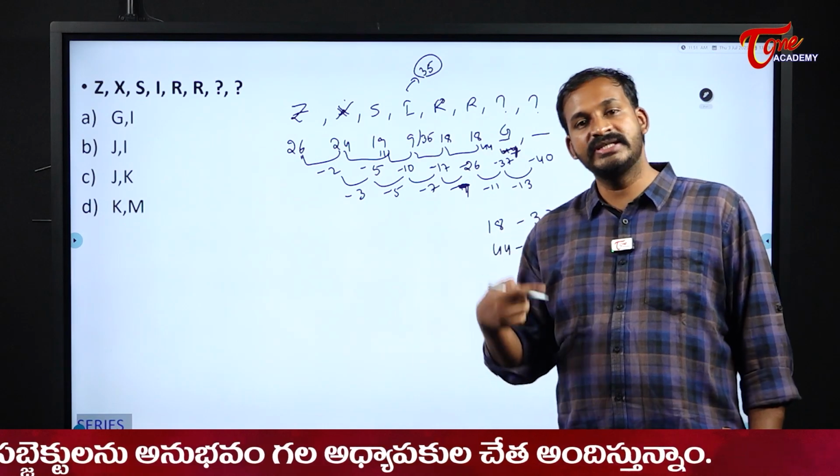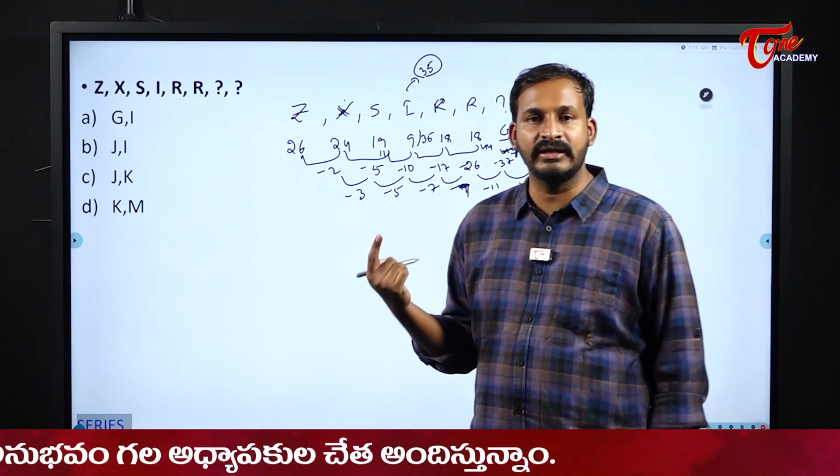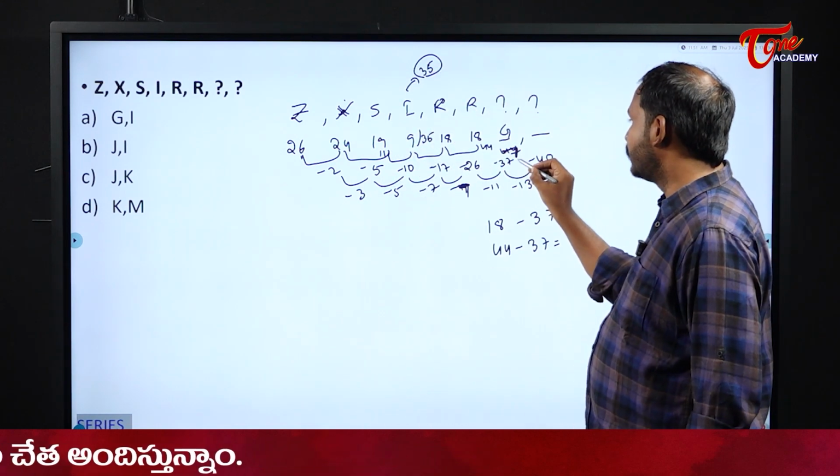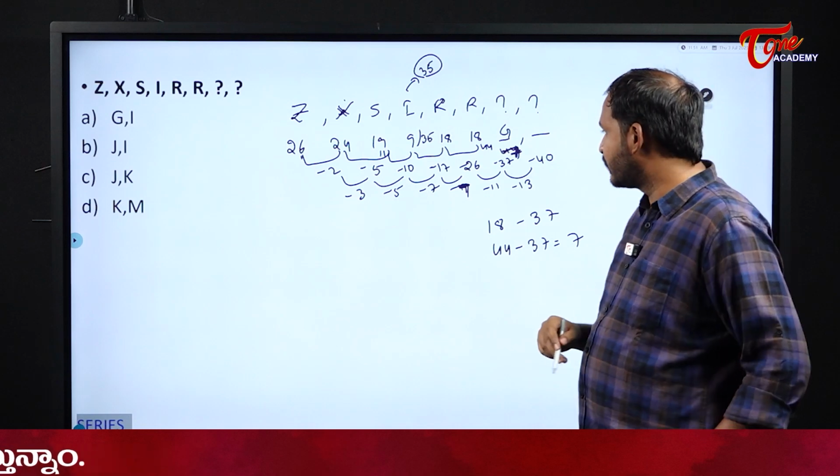Yes, sir. From G minus 14. G can also be written as what? 33. 33 minus 14, what does it become? See here, G is 7.